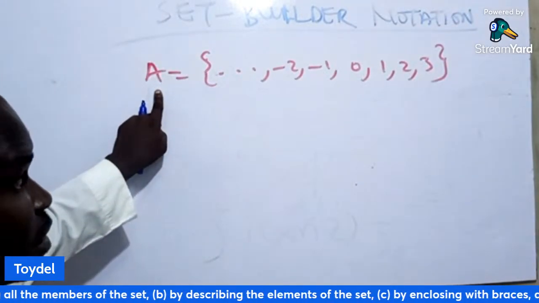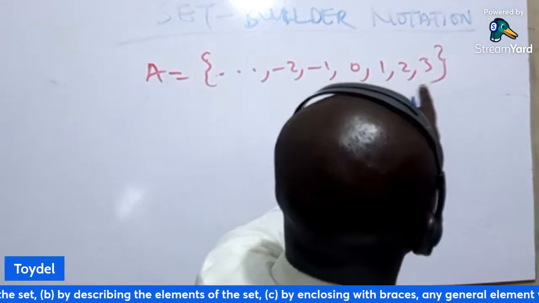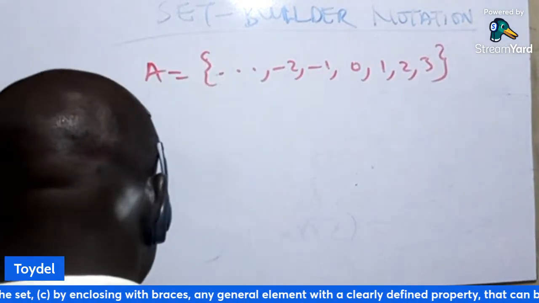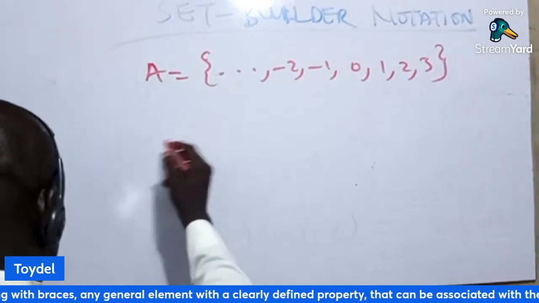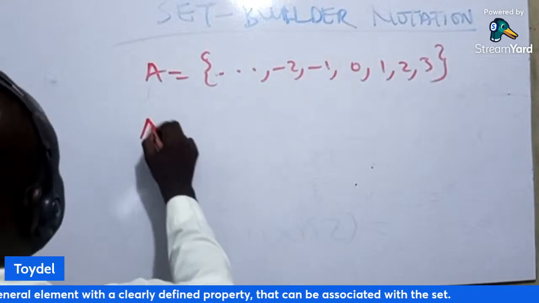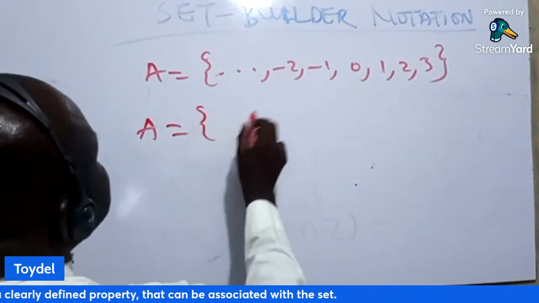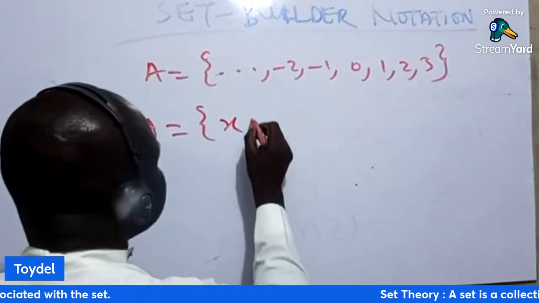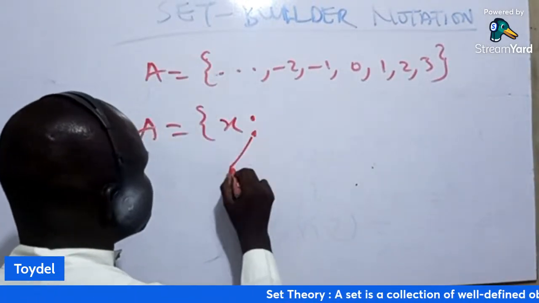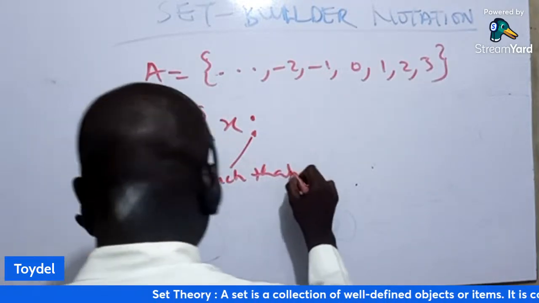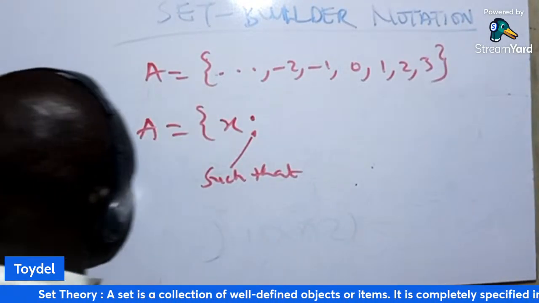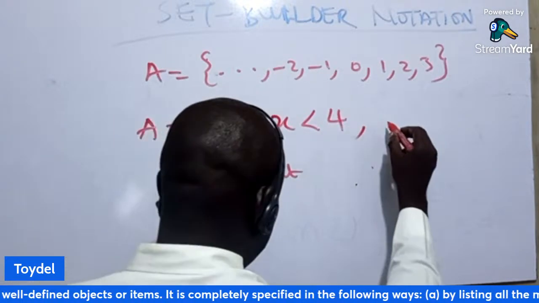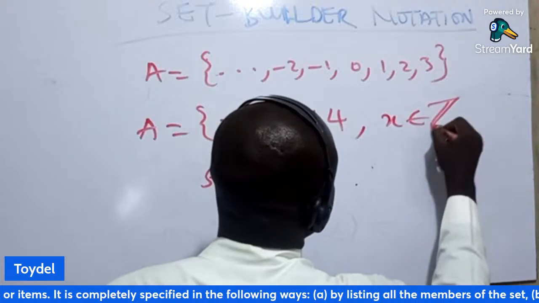It's a set of integers because it comprises the positive whole numbers, 0, and negative whole numbers from minus infinity. So this can be rewritten as A being equal to, let's represent each of these elements as X, such that, this colon is called such that, X is less than 4. That is, X belongs to the set of integers.